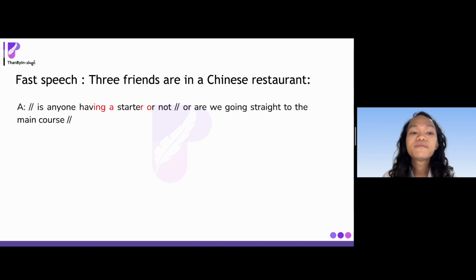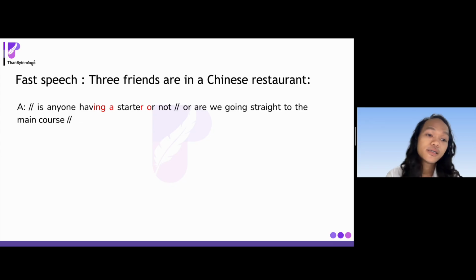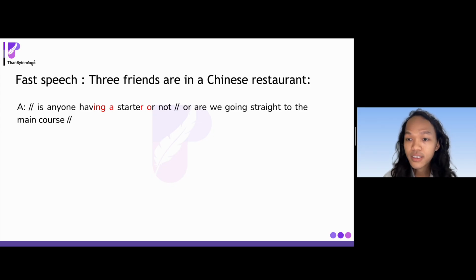And the first sentence. You may repeat after me, but it is to be done in a very quick way. Is anyone having a starter or not? Or are we going straight to the main course? But you have to speak in a very fast way, like this. Is anyone having a starter or not? Or are we going straight to the main course?